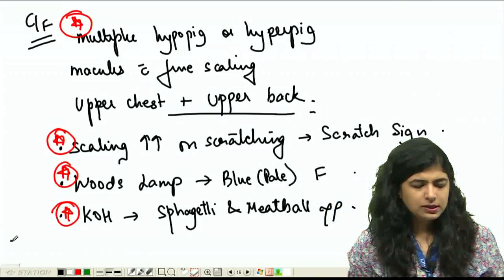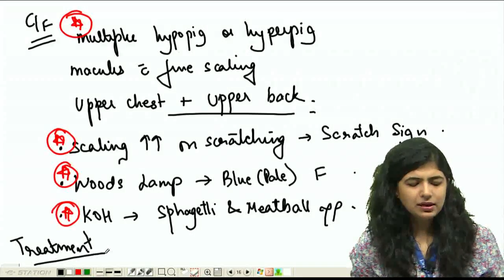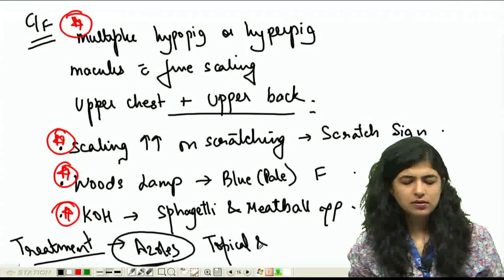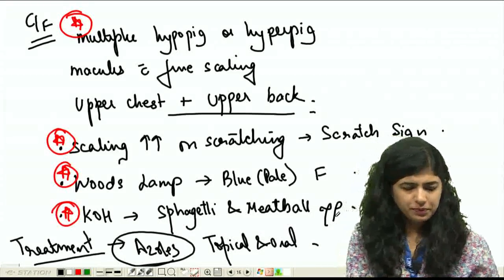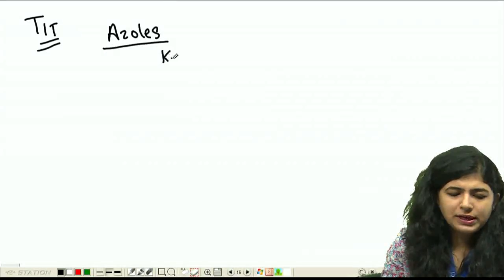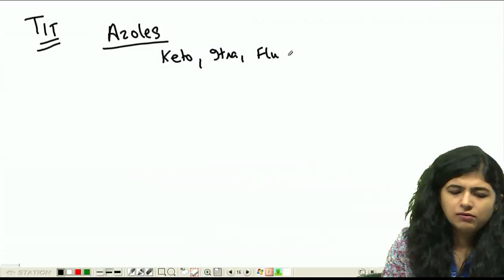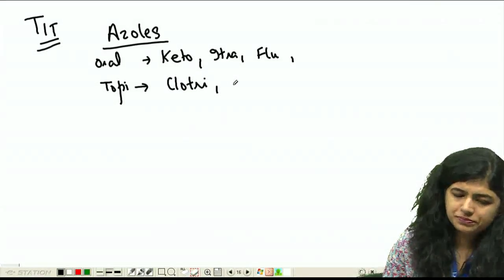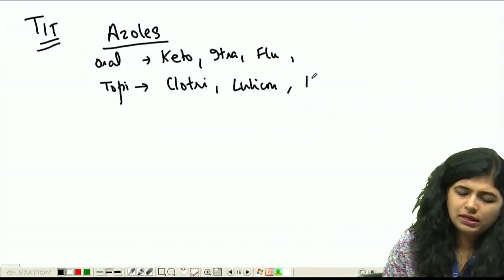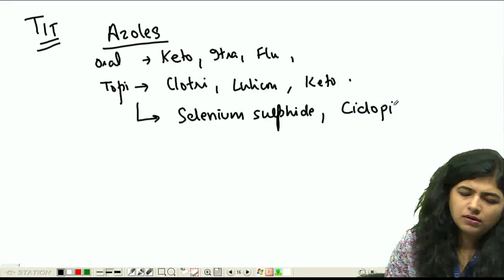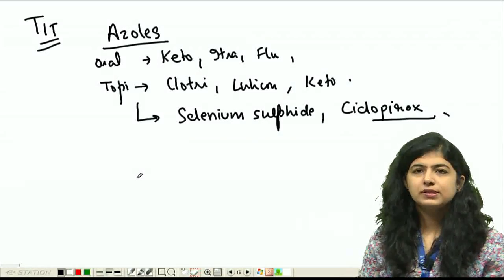Then how do you treat it? Since it's mainly a yeast, you treat it with azoles, both topical and oral. Treatment I'll write here. You mainly use azoles. Could be ketoconazole, itraconazole, fluconazole. This is the oral. Then you have topical. Topical could be clotrimazole, luliconazole. Even topical ketoconazole is available. What are the other topical agents? Other topical agents are selenium sulfide and ciclopirox. These are the agents that you use to treat it.